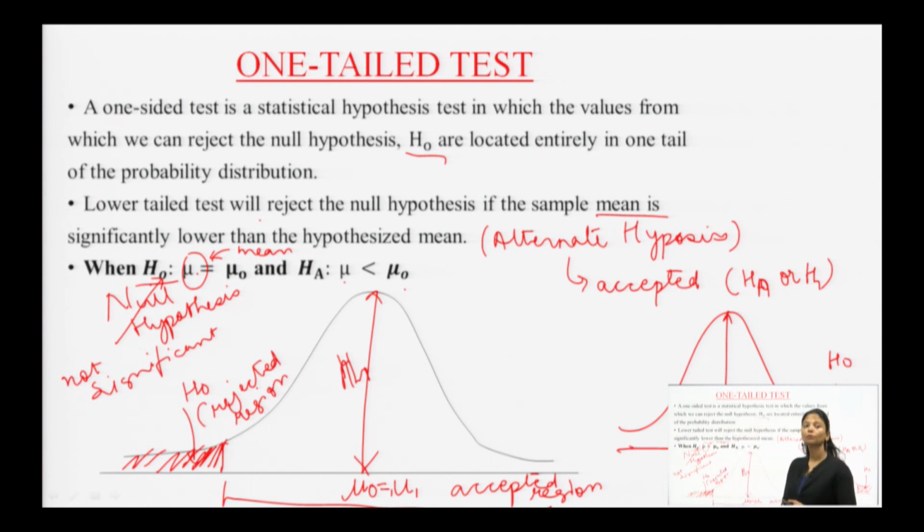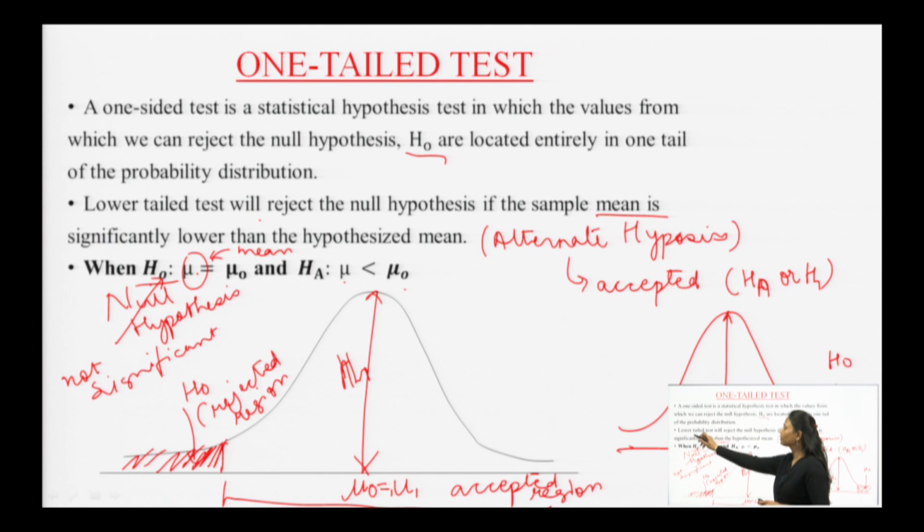Here your mu naught is equal to mu 1, this is the height of your bell shaped curve. When we are talking about one tail test, that means either of the two tails, either this tail or this tail. Onto this graph we can see either of one tail has to be rejected. That means, we know in which direction we are working and in which direction our statistics are going when we are talking about hypothesis.